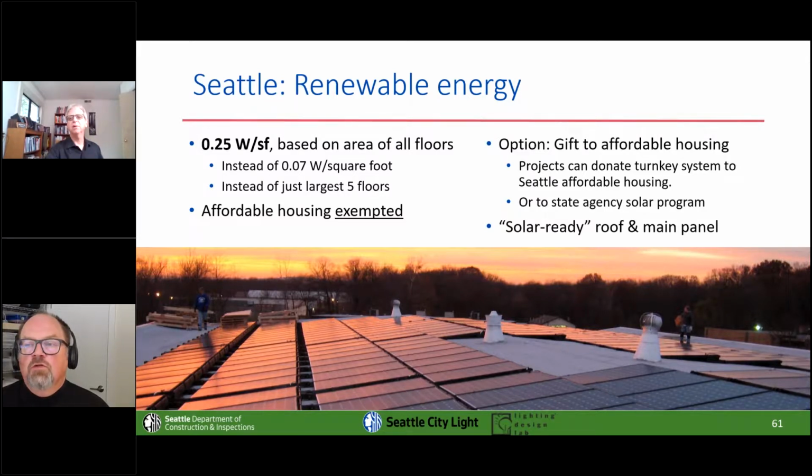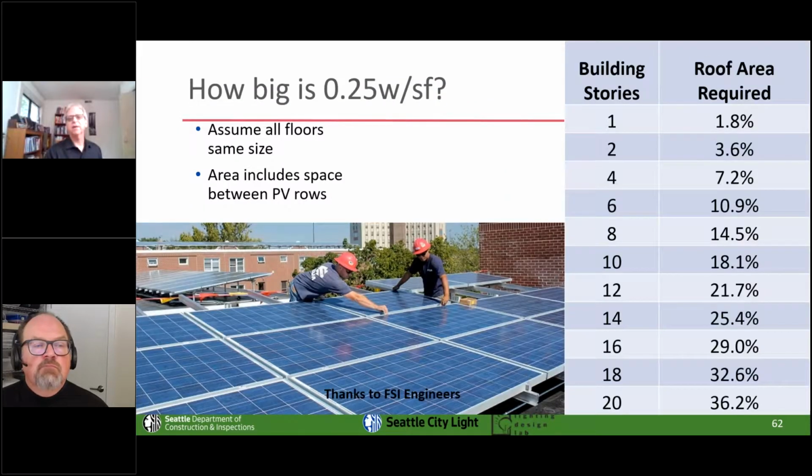If you want to know how big a quarter watt per square foot is, well, for a 2-story building, that's just 3.5% of your roof. And even for a 20-story building, that's 36% of your roof. And that includes the walking space. You're seeing an array here that doesn't have a walking space, but that includes walking space between rows and some other things. So in some configurations, you might be able to pack that into even smaller, below 30% of your roof.